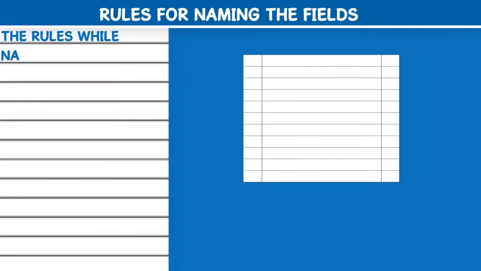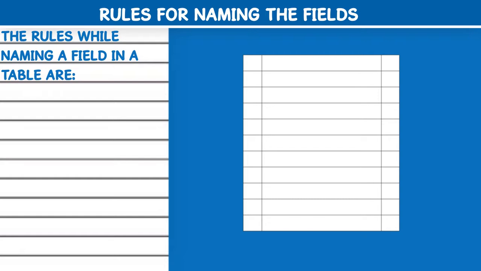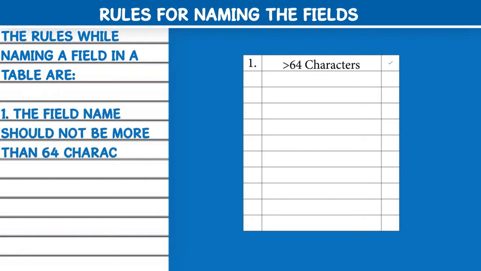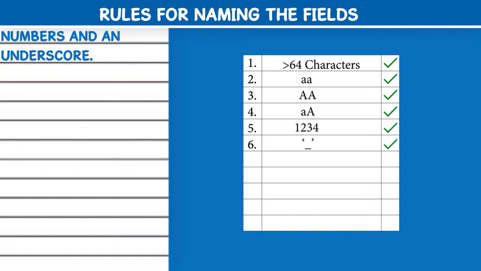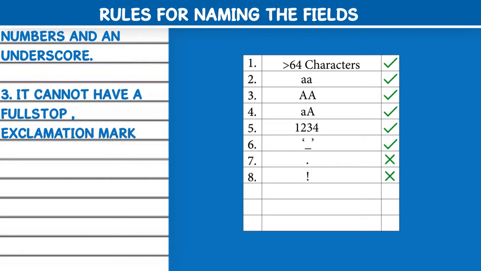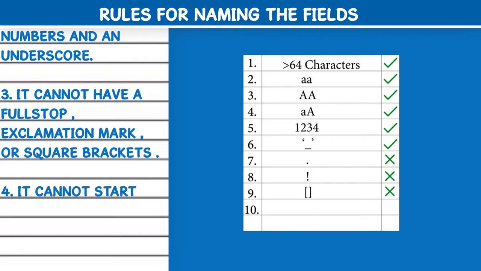The rules while naming a field in a table are: 1. The field name should not be more than 64 characters. 2. The field name can include lowercase, uppercase or mixed case letters, numbers and an underscore. 3. It cannot have a full stop, exclamation mark, or square brackets. 4. It cannot start with a blank space.